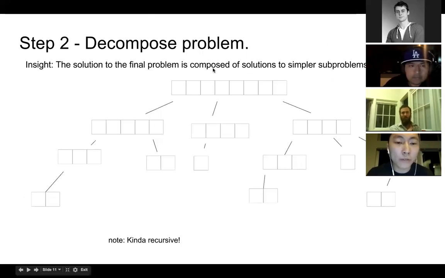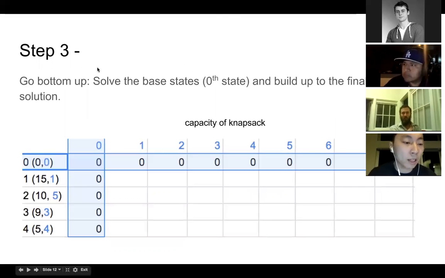But what we figured out is that you can actually decompose this problem. And the solution to the final problem of how do you use 4 items in 8 spaces is actually composed of solutions to smaller, simpler problems. And so it's kind of like recursive dynamic programming. But for dynamic programming, we actually go bottom up. So we build up all these individual cases into the final solution because it's just more efficient that way. Okay, so step 3 is to go bottom up. So you solve the base states or the 0th states and you build up to the final optimal solution.